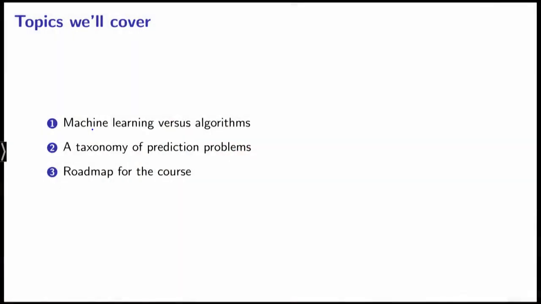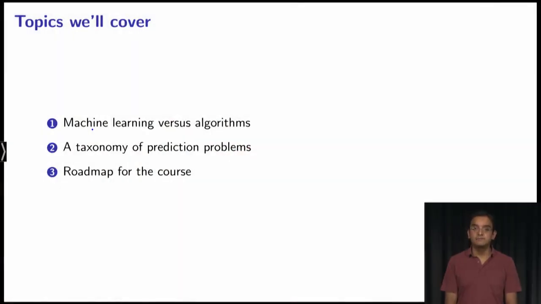So we'll begin with a few remarks about the difference between machine learning and algorithms. I'll then formalize the notion of a prediction problem and talk about a way in which we can organize this space. And finally, I'll end with a roadmap for the rest of the class.